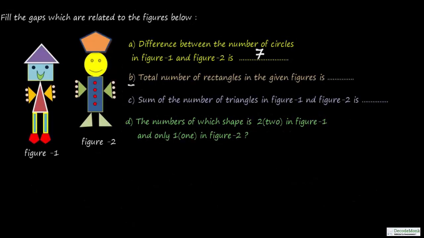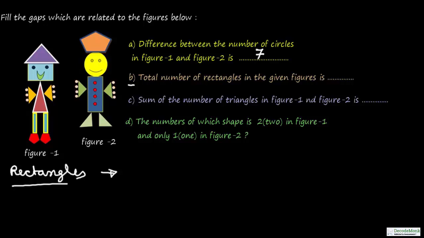Coming to question number B: total number of rectangles in the given figures is. So you have two figures over here, figure 1 and figure 2, and you have to find out the total number of rectangles. Basically in such type of question, the requirement is that you have to know about shapes, what is a rectangle, what is a circle, what is a hexagon, what is a pentagon, and then you should have an eye for details so that you can count the number of such shapes in the figures and do any type of operations if that is asked in the question.